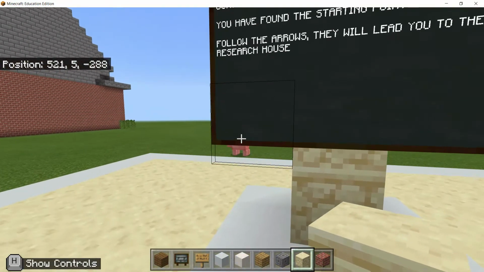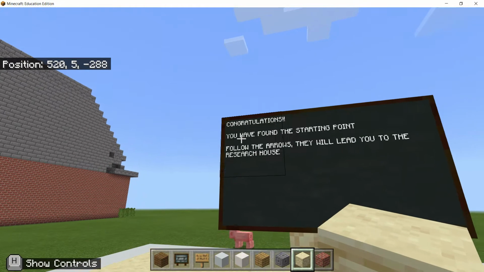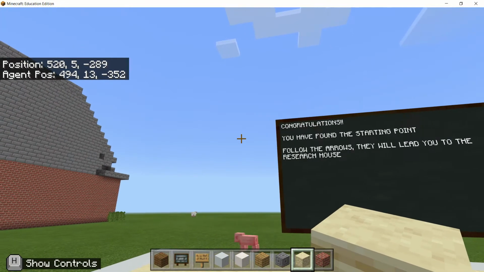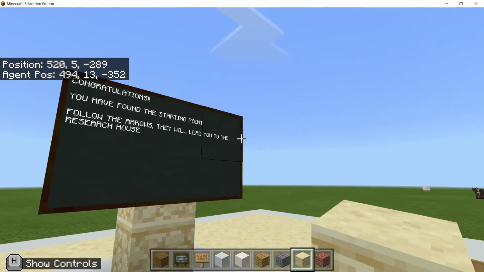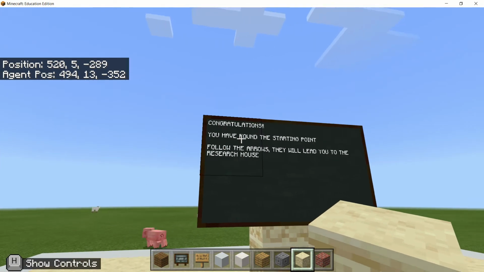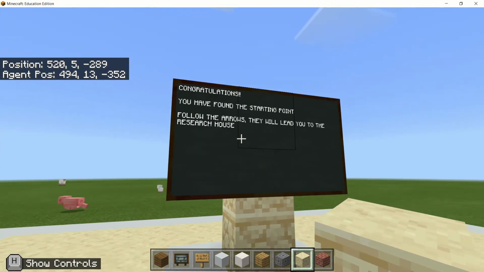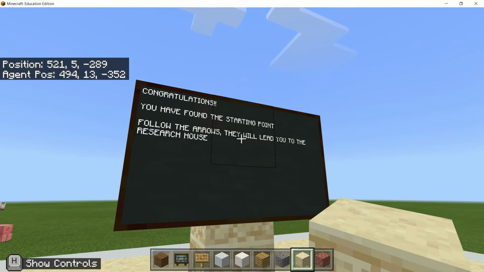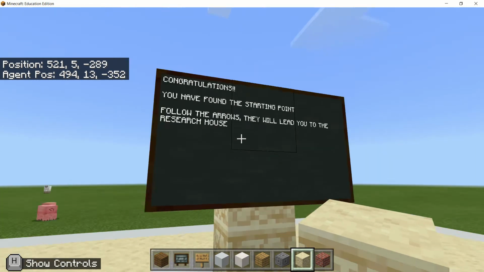Congratulations. This is the place the user had to come. Congratulations, you have found the starting point. Follow the arrows that will lead you to the research house.